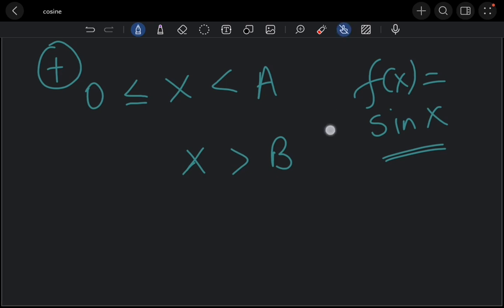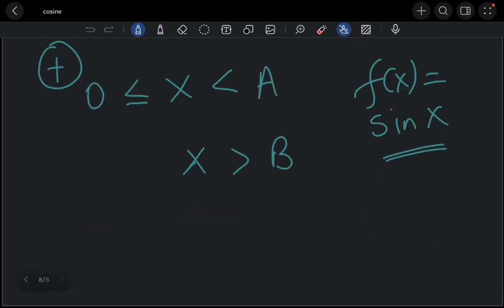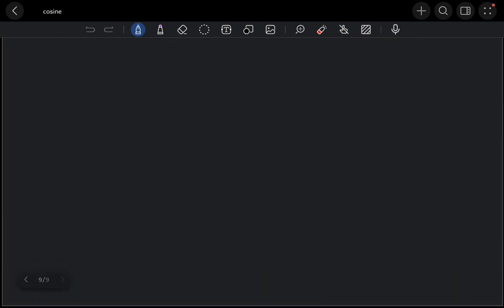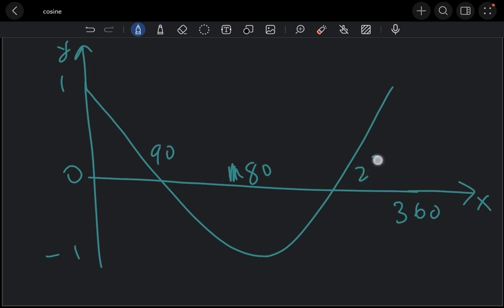Now let's look at the cosine of x, which is the orange one. We want to look at the domain and the range and the points where it's negative and the points where it's positive. Okay, so now coming back to our cosine function, we know this is 1, this is minus 1, this is 0, this is 180, this is 360. Okay, these are our x and y intercepts. This is 90, this is 270.